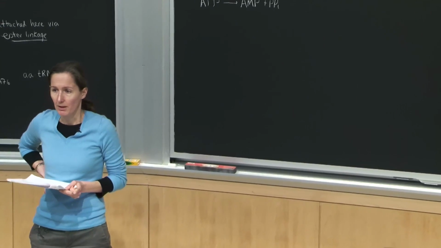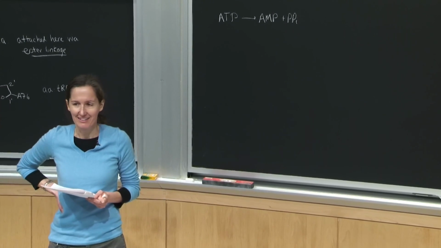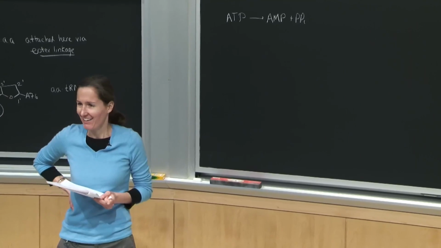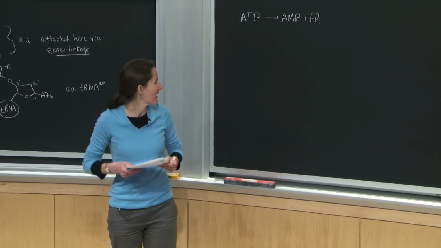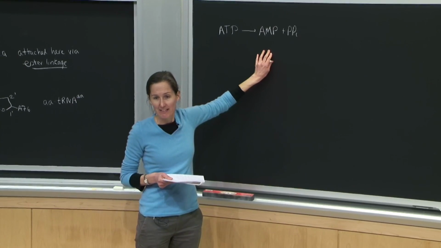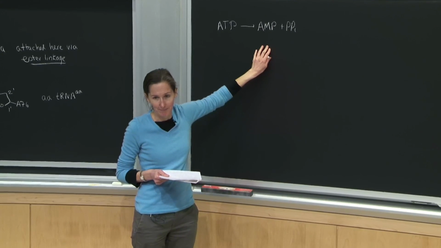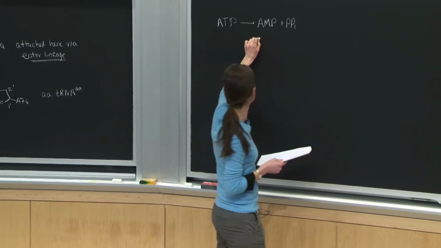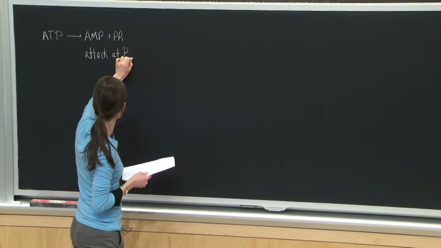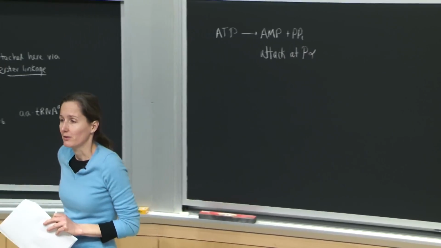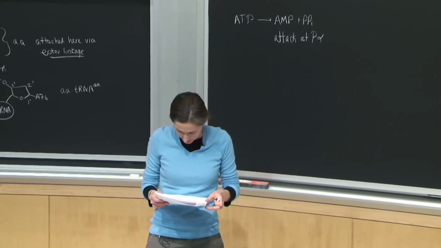Pardon? Beta. Any takers? Alpha. Any takers? Gamma? Yeah, so it's alpha. If you're getting AMP, it's attack at alpha. If you're getting ADP, it's attack at gamma here. So P alpha is next door to the ribose.